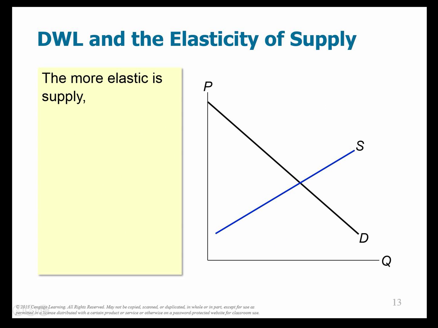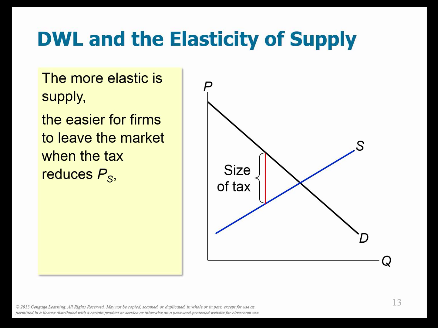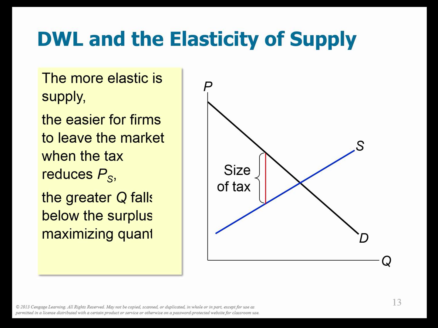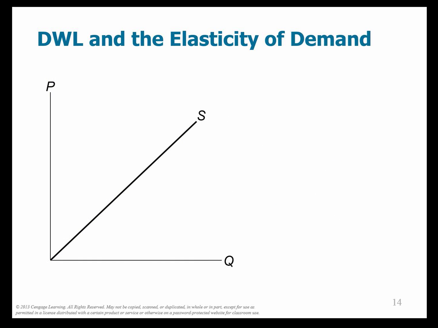What happens if supply becomes more elastic? We're going to slide in that same tax wedge, okay? This is the same height, but notice the Q decreases more, and therefore the deadweight loss is much bigger, okay? So if we have elastic supply, a very flat supply curve, the tax makes a very big deadweight loss.